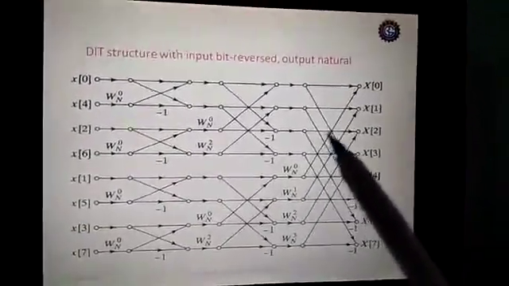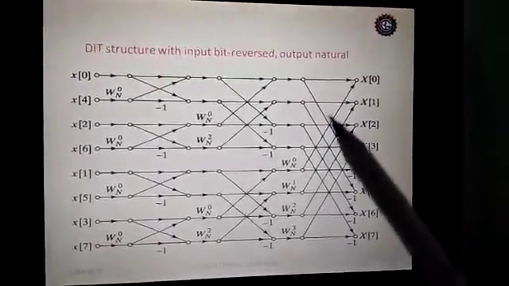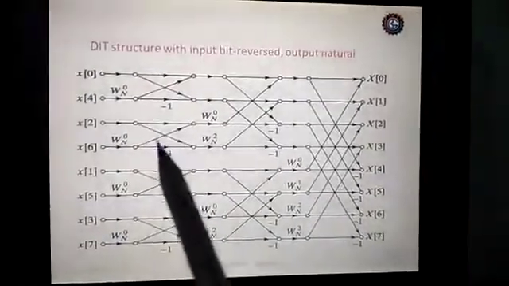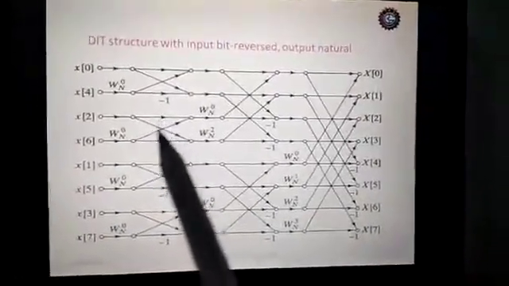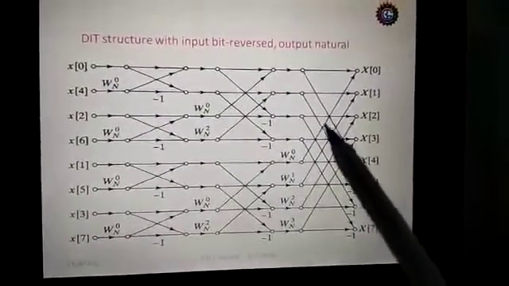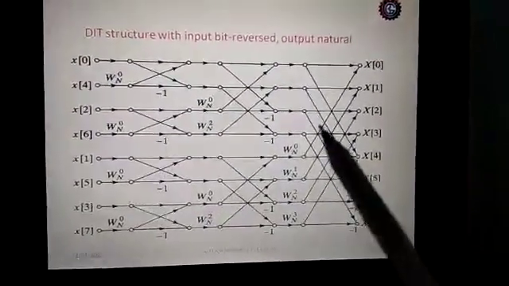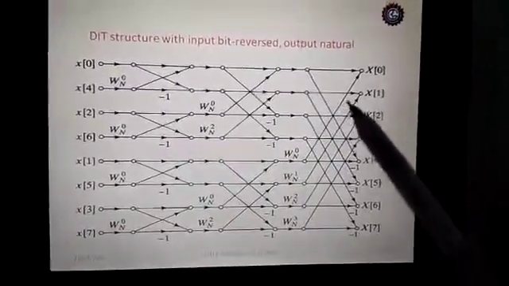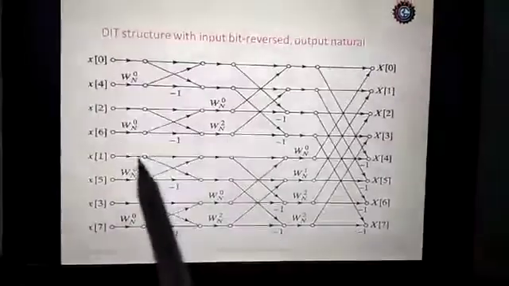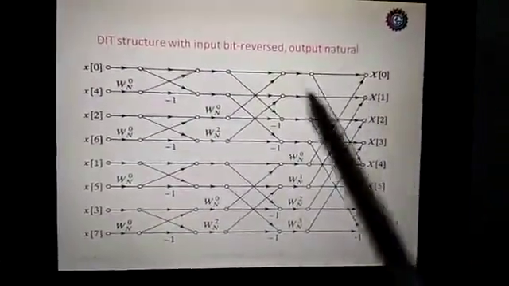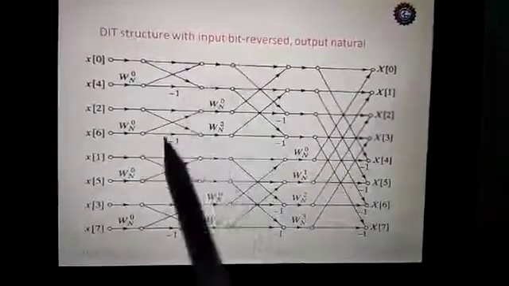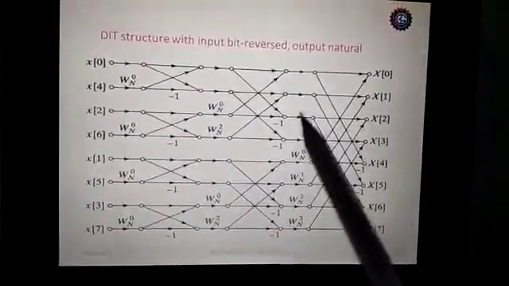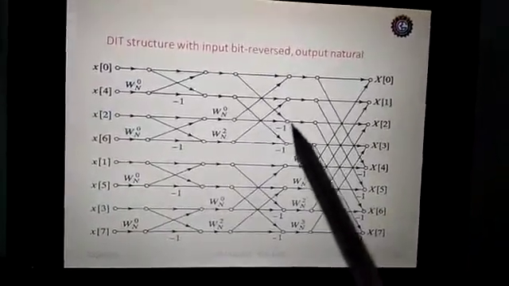For capital N equal to 8, it is 2 to the power 3 equal to 8. Therefore, 3 stages are there. 2 to the power gives the stages. So 1, 2, 3. For capital N equal to 8, we will get 3 stages. And for capital N equal to 16, 2 to the power 4, so we will get 4 stages, 1, 2, 3 and 4. So this is the basic flow diagram for the DIT FFT algorithm.